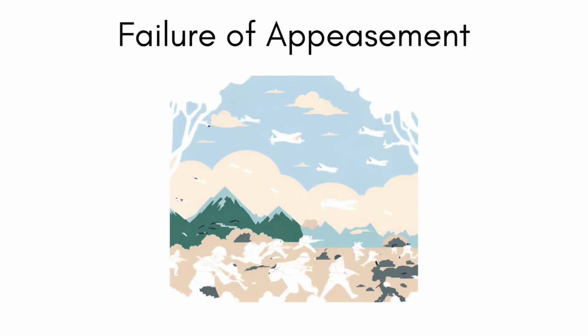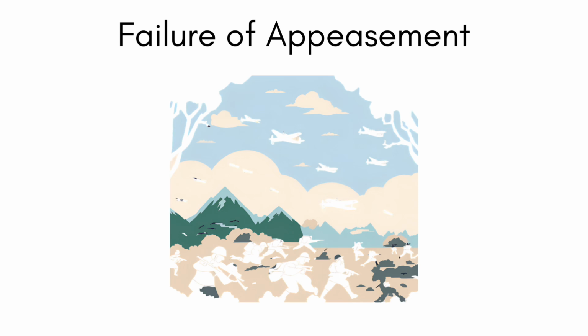The Allies tried to avoid war through appeasement, giving in to Hitler's demands. In 1938, Britain and France allowed Germany to annex Austria and the Sudetenland, part of Czechoslovakia, hoping it would satisfy Hitler. The Munich Agreement, hailed as "peace for our time" by British PM Neville Chamberlain, was a failure. Hitler seized all of Czechoslovakia in 1939, exposing appeasement's flaws.